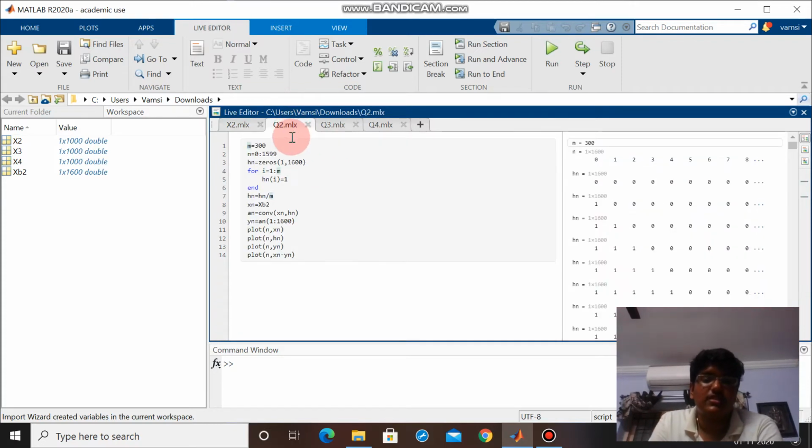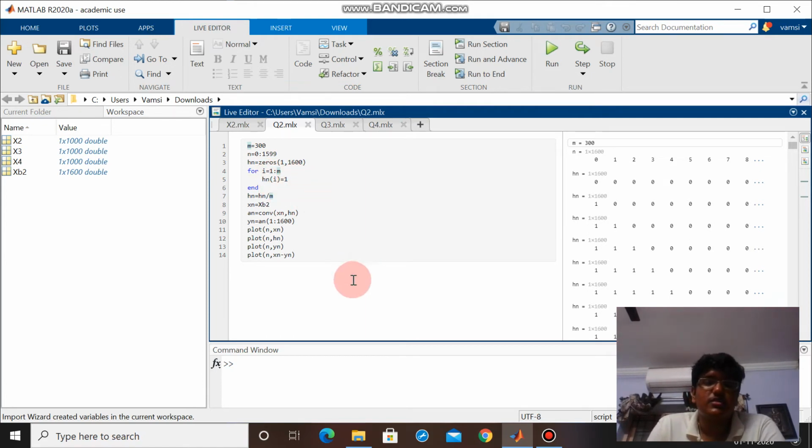In the second system, if you observe the code, I have taken m equal to 300 and n from 0 to 1599. That means n contains 1600 elements. Again I have created hn, which is a zeros vector from 1 to 1600. Then I run a for loop for i equal to 1 to m, where hn of i will be equal to 1 for all the values from 1 to m. This is nothing but the impulse response for the system equation 2.